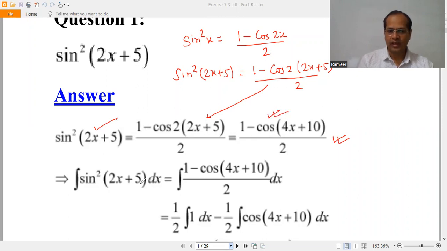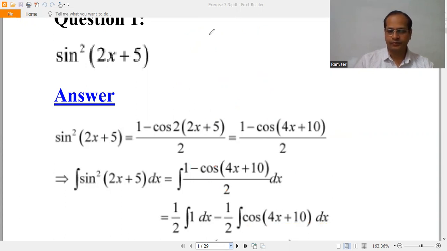So sine square 2x plus 5 is 1 minus cos 4x plus 10 divided by 2. We divide this into two parts because the minus is there. So 1 by 2 is a constant that we can take outside, and here 1 will remain. So 1 dx minus 1 by 2 cos of 4x plus 10 dx. So this is the value.